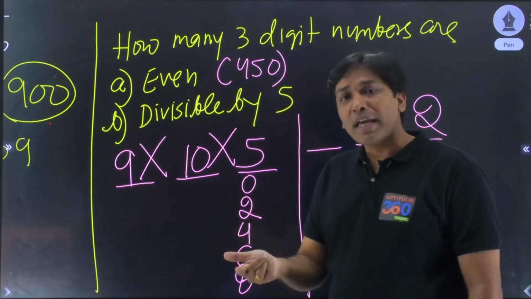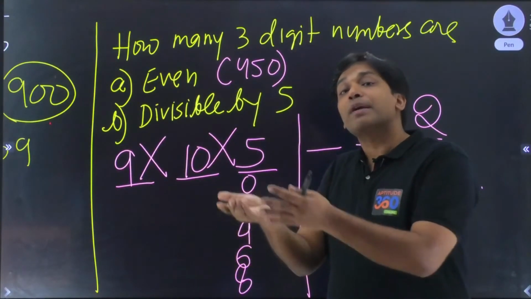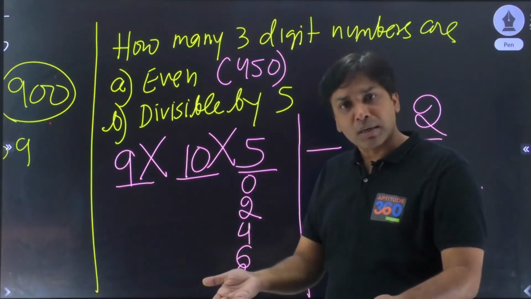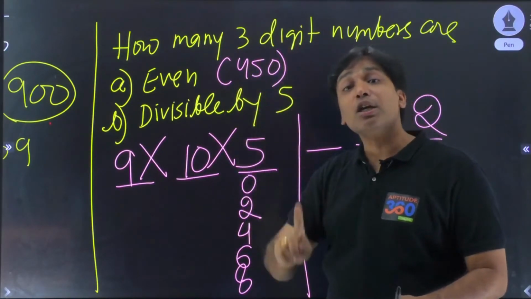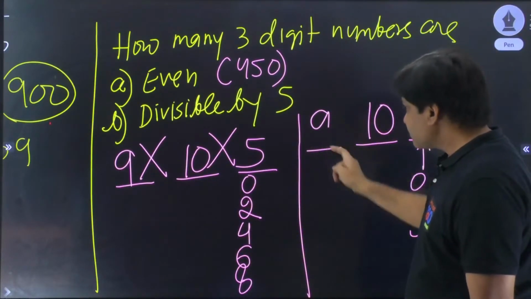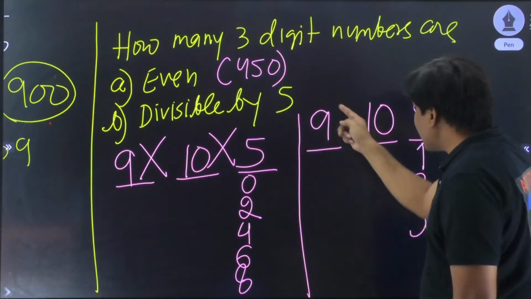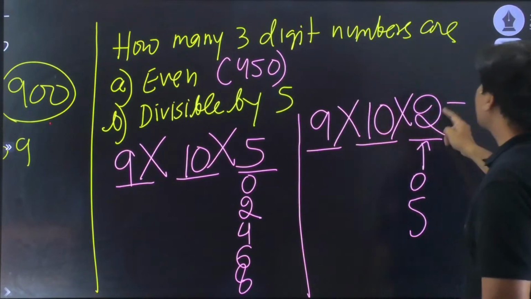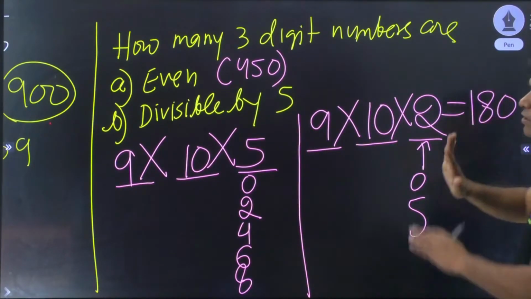Now you understand why it cannot have 0, because if it becomes 0, it becomes a 2-digit number. And what are they asking you? They're asking you how many 3-digit numbers there are. So it is going to be 9. What is going to be the answer? 9 into 10 into 2. The answer is coming out as 180. Probably everybody knows the answer.